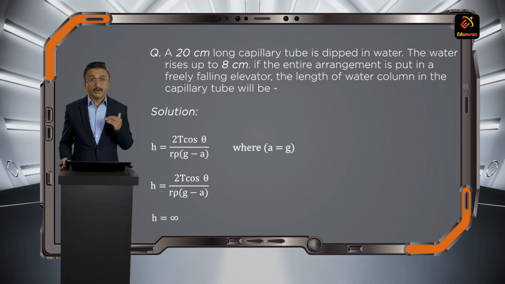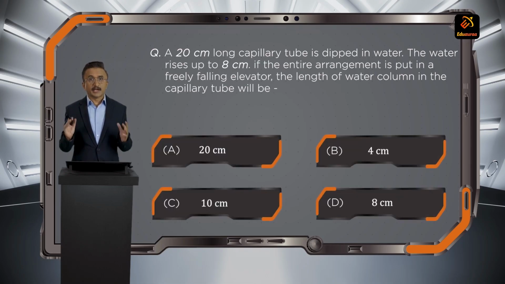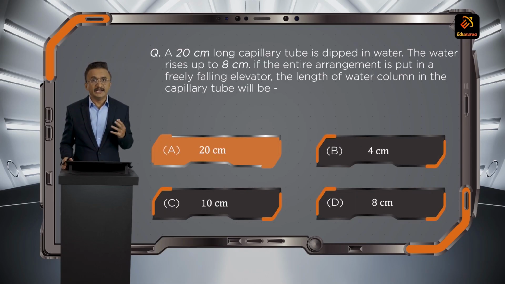Why? Because when the water occupies the entire length, after that there is no capillary action, and that's why during the free fall the water is going to occupy the entire length. Though on paper we are saying that it is infinity, actually it is going to occupy the entire length. And the entire length of the capillary is given how much? It is 20 centimeter. That's why I can say the length occupied by the water is 20 centimeter. So the correct option is option A, 20 centimeter.